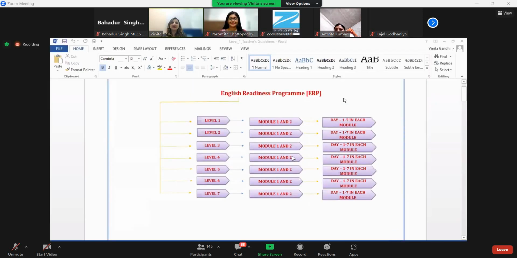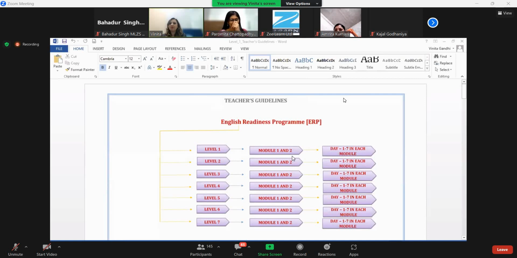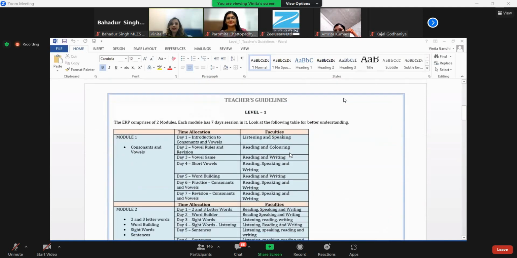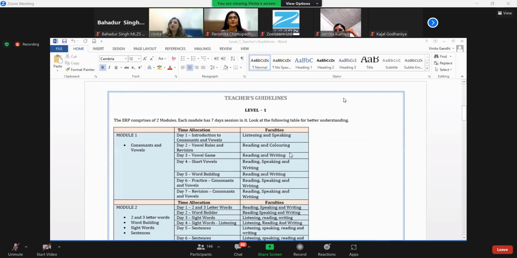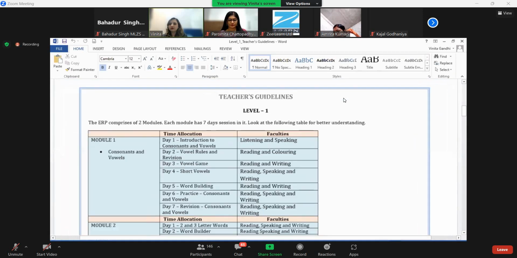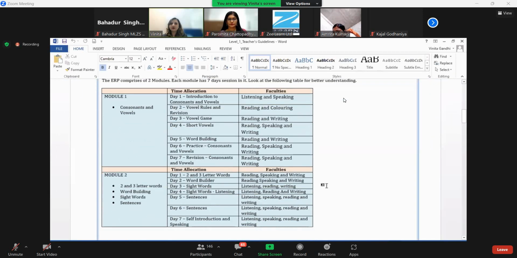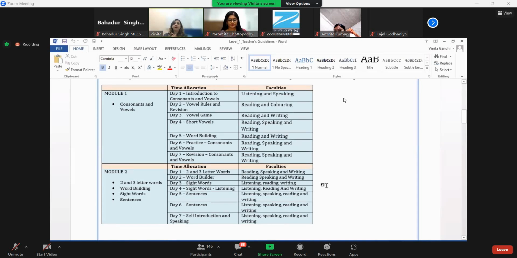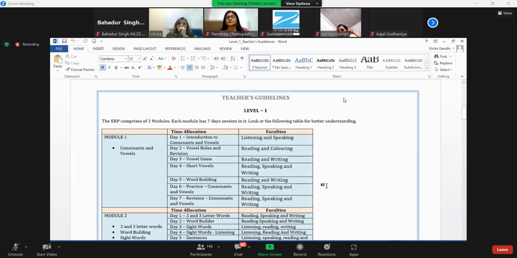Okay. So if you can see, this is the structure, English Readiness Program, level 1 module. There are 2 modules, and each module is divided into 7 different days. So the English Readiness Program comprises 2 modules.